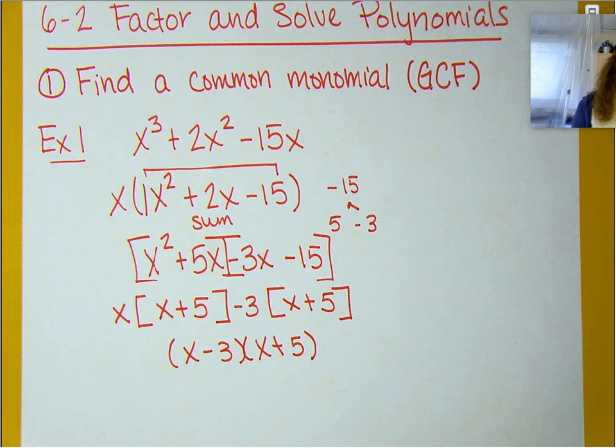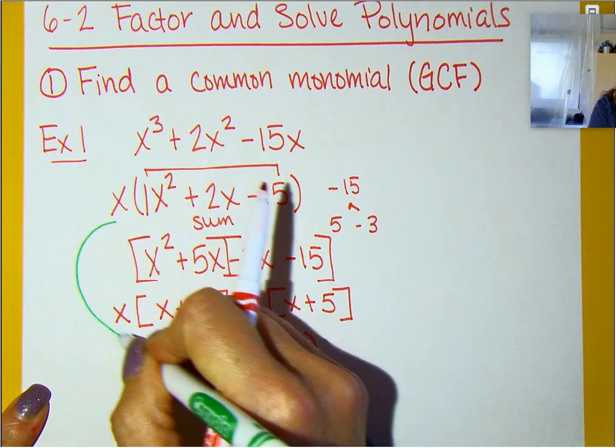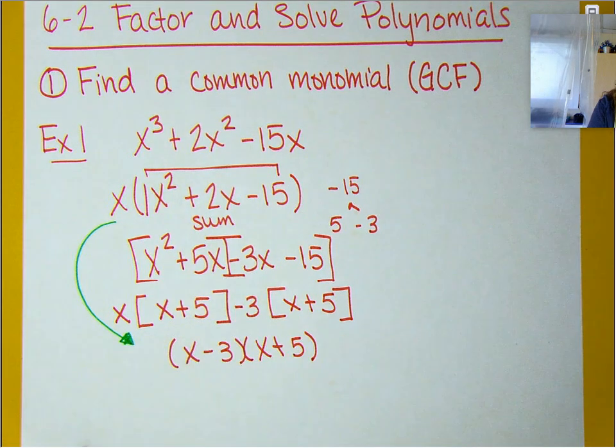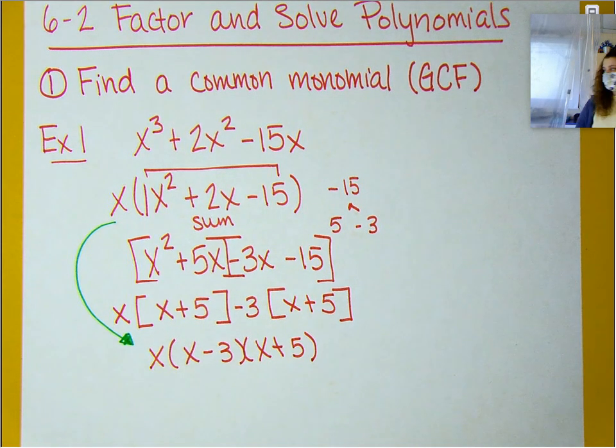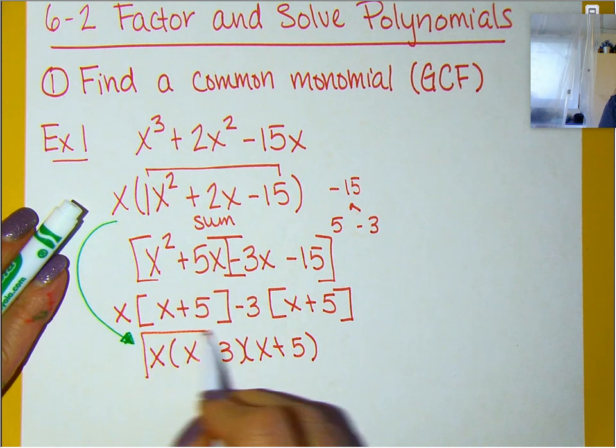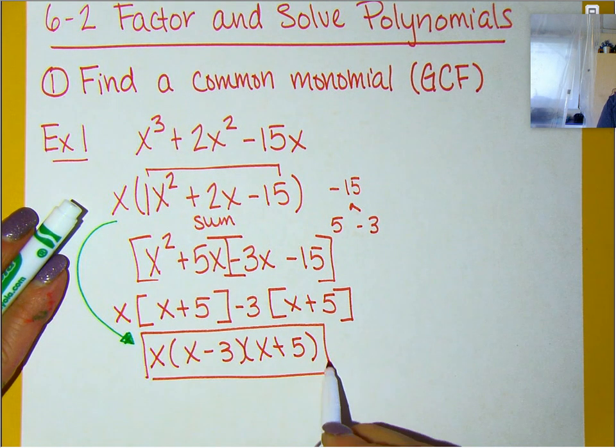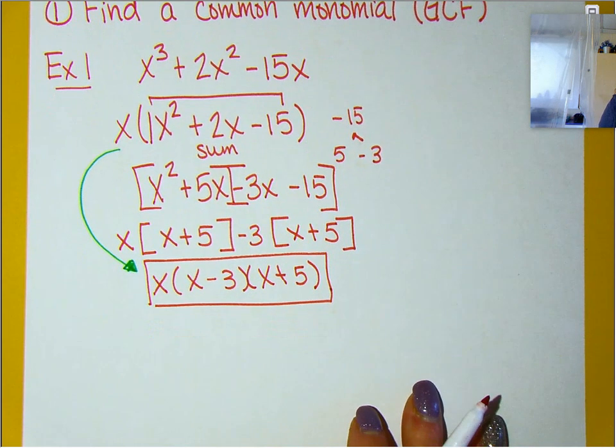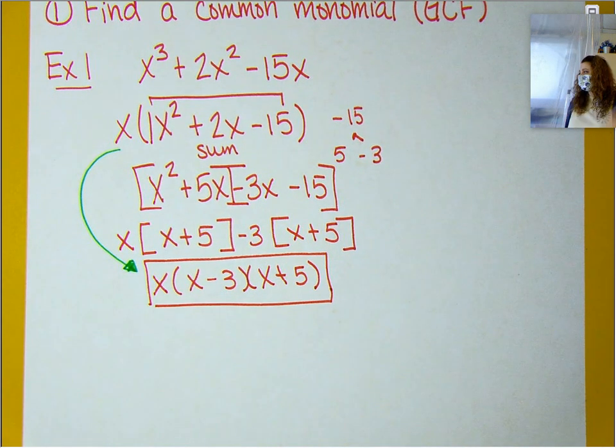But don't forget about that x. Remember that x we took out earlier? Don't forget, you have to bring that down. And that also goes in front of that trinomial that you factored. So your answer includes the x. And that's the part that you got to watch out for. That's where I usually see the mistakes happen on this, is you just forget to bring that monomial back down.